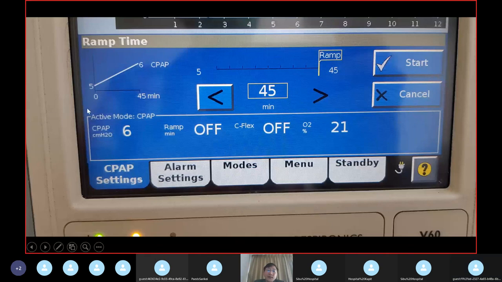So let's say you set the pressure of 6, okay? The machine will start at pressure of 5. If you put a REM time of 45 minutes, the machine will slowly increase the pressure gradually and achieve pressure of 6 after 45 minutes, okay? So this is what we understand by the REM, okay? All right.